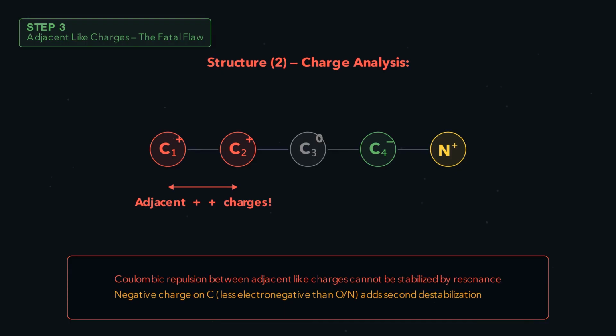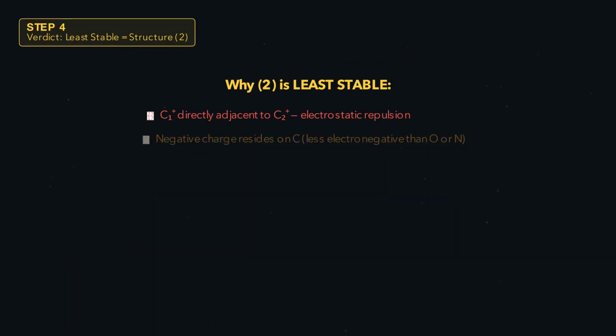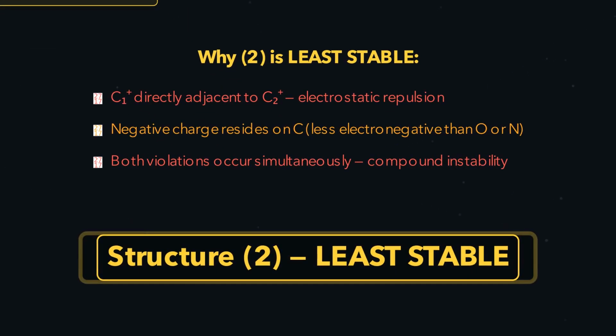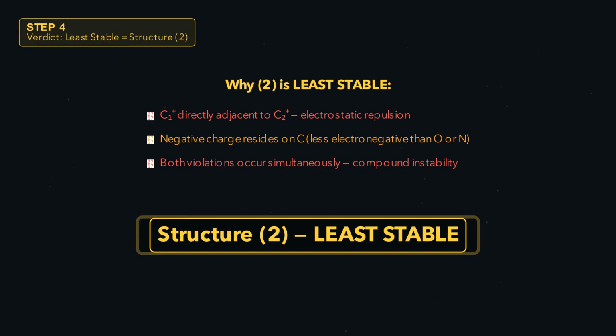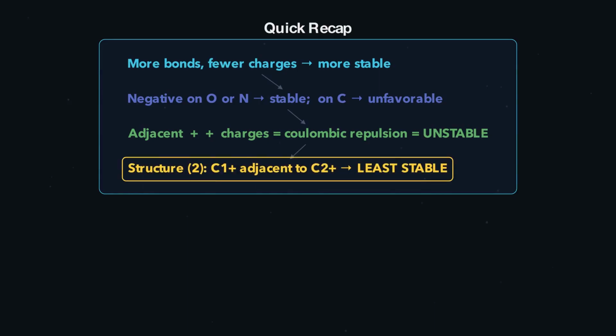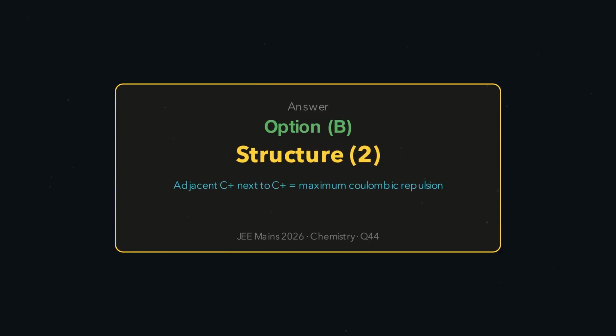Additionally, the negative charge in structure 2 sits on carbon, which is less electronegative than oxygen or nitrogen. So, structure 2 is the least stable resonance contributor. Adjacent positive charges are the fatal flaw. The answer is option 2. Remember, adjacent like charges equal instant destabilization. That is the pattern JEE tests here, and that is your exam weapon.